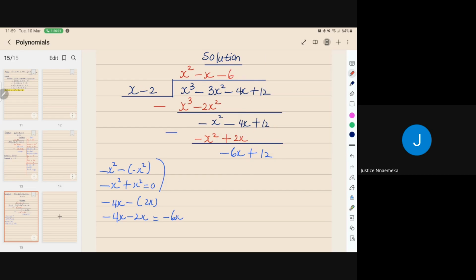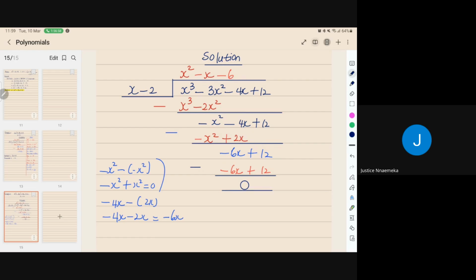So minus 6 times x, that will give us minus 6x. Then I'll have plus 12. And as always, we're going to subtract. So when we subtract, you're going to see something. Minus times minus is plus. Minus 6x plus 6x here will give us 0. Then this will also give us 0 as well. So that means the remainder here is going to be what? 0. Did you see that?